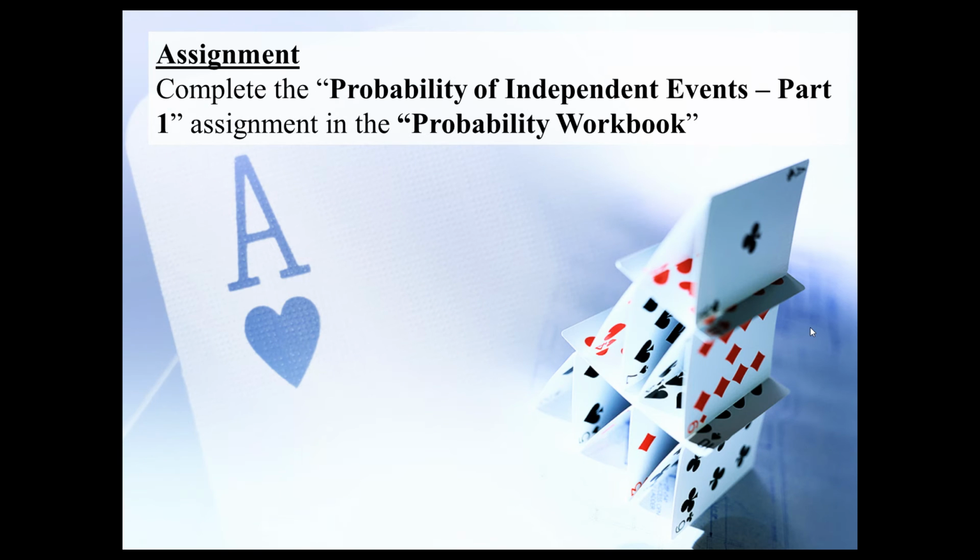All right, so that's it for this lesson. What you can do is complete the assignment called Probability of Independent Events, Part 1. That's an assignment in the probability workbooklet. And then in the next lesson, we'll continue with more problems dealing with the probability of independent events. And I'll talk to you then.